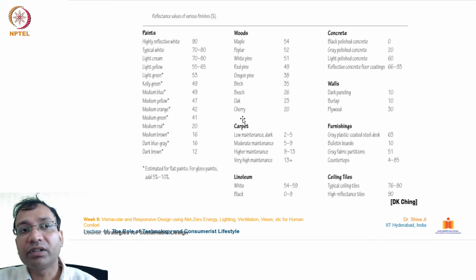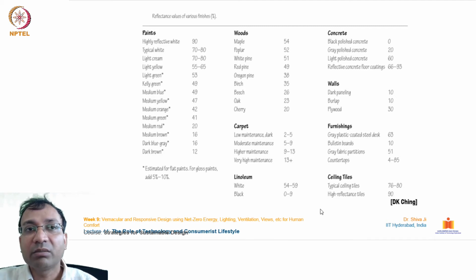Further we have wood. From cherry to maple, you can see a range of 20 to 54% reflectance. Similarly, we have other materials, such as carpets, linoleum, concrete, walls, furnishings, and ceiling tiles. You can also see the highly reflective tiles installed on roofing systems to minimize the heat load on the top floors. They come in a range of about 90% reflectance, which is quite considerable.